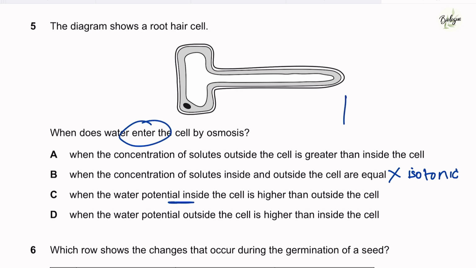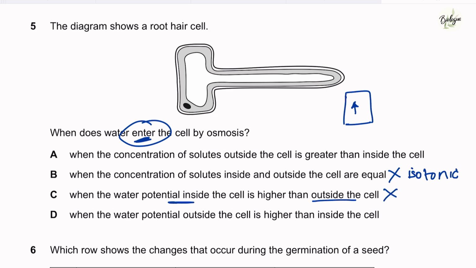because if you have a cell and you have more water inside, water always moves from a higher concentration to a lower concentration, higher osmotic potential to lower osmotic potential. So if there's more water inside the cell, it'll move outside the cell, right? So when the water potential inside the cell is greater, it'll move outside the cell. So this is not the case for the question that we're being asked.